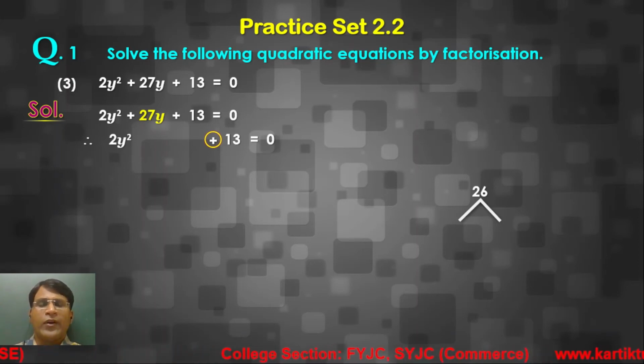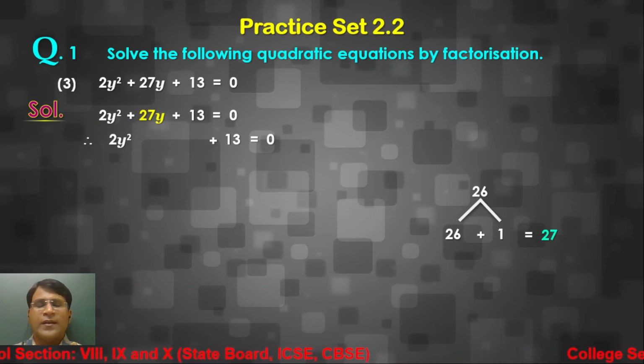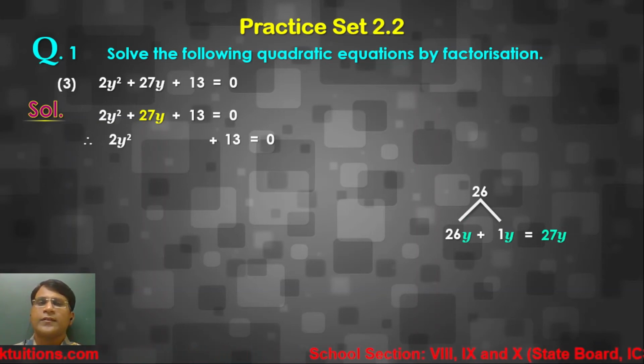Now first pair of factors is 26 and 1. When we add these two, do we get 27? Yes. So we don't need to proceed further with the factors. Now 26 plus 1 gives us 27. So we'll introduce a variable. The variable used in the question is y. So we can write 26y plus y is equals to 27y.